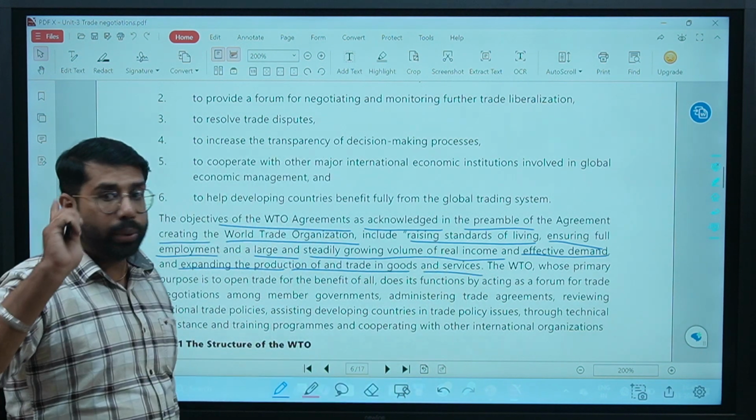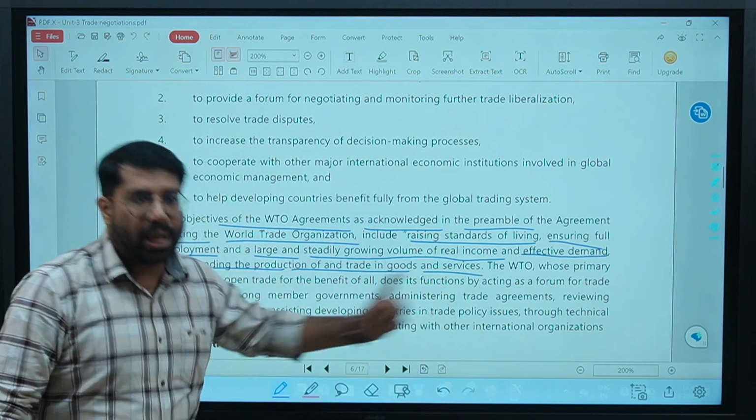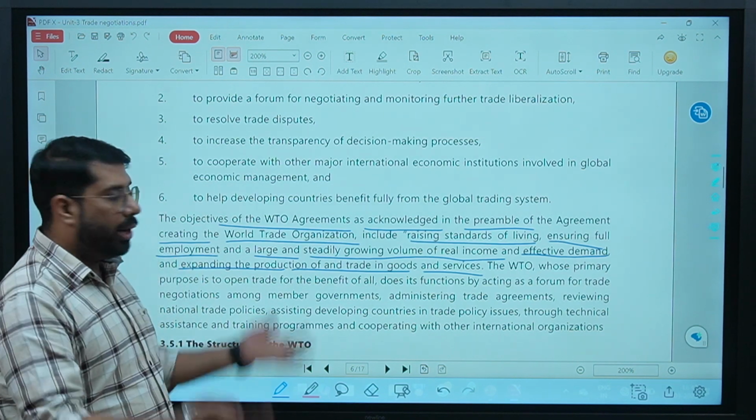Now look, in GATT only goods were included. In WTO, goods and services are included. Yes or no? Increasing the trade of goods and services.